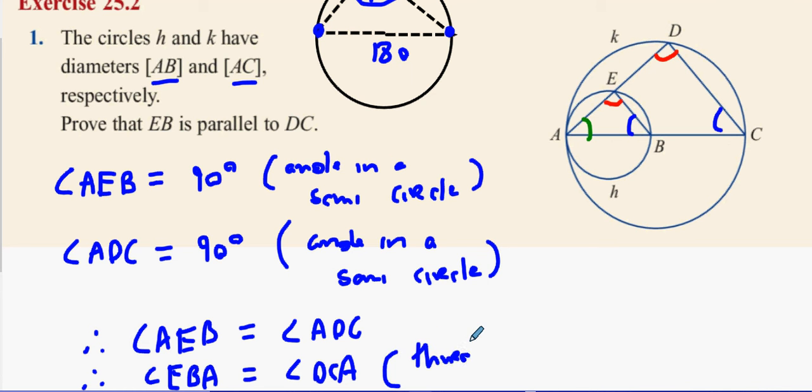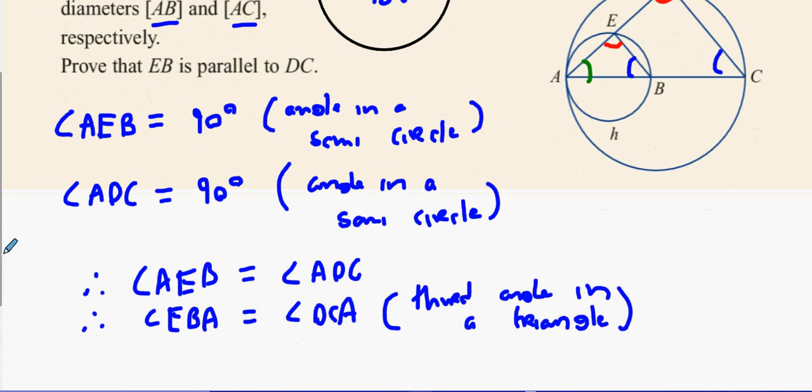Can we just label them like angle 1, angle 2? Yeah. You can just completely put numbers for everything and do it with numbers, no bother. Third angle in a triangle. So what does that mean? It means they're corresponding angles. So what can we say about these two angles then, AEB and ABE?